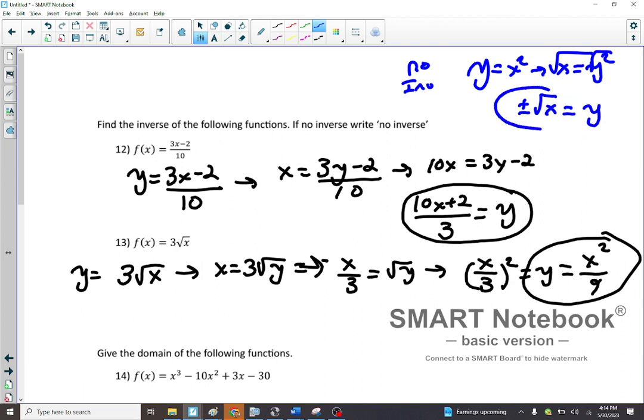You cannot have plus minus for an inverse. So because this plus minus occurs, this is a no inverse. That's the only way we would handle a situation that would cause no inverse. There are other reasons why no inverse could occur, but that's the only way that will show up in this type of question.